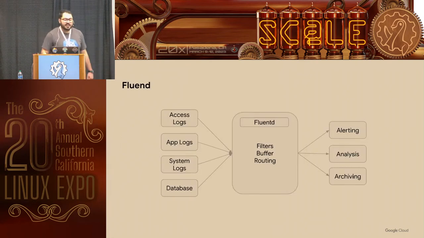FluentD, again, very similar idea. You have a bunch of logs coming into FluentD. FluentD has the concept of filters, buffers, and routing. So based on features of the log itself, you can send the log to different places. You don't want all of your logs to be stored long-term onto your object storage. So you can create some filter rules in FluentD and send them to the right places.